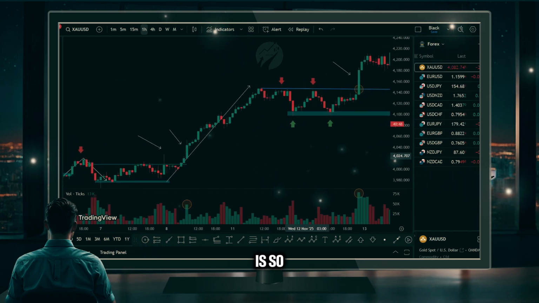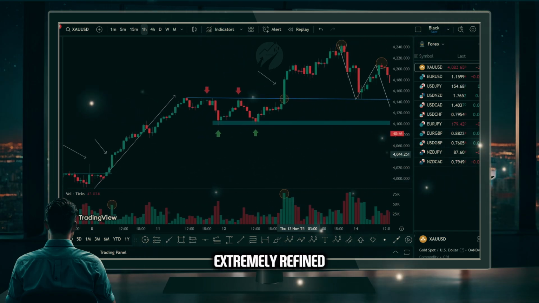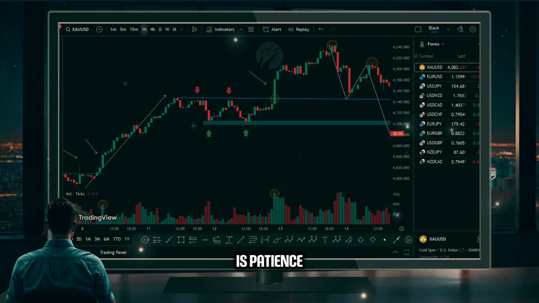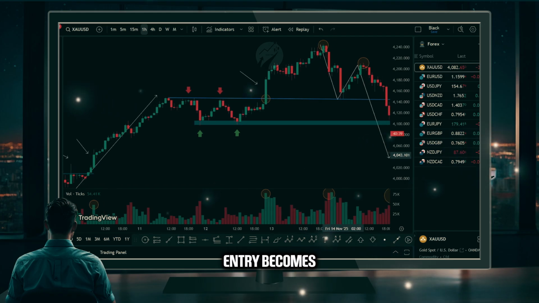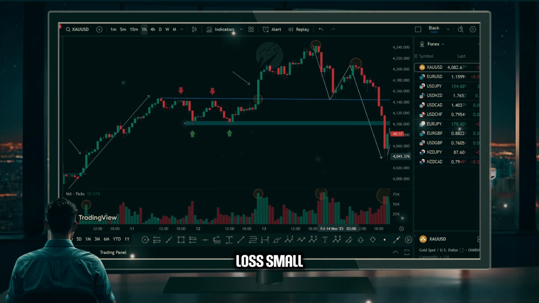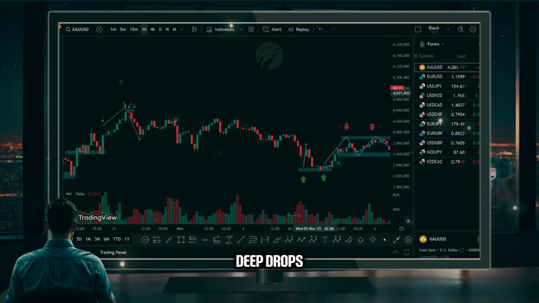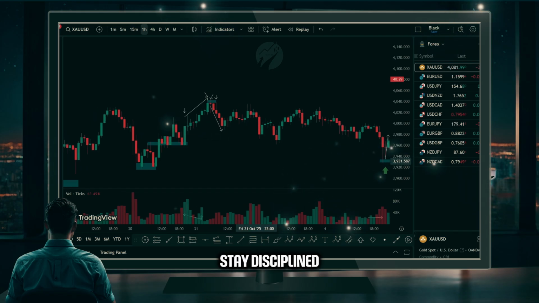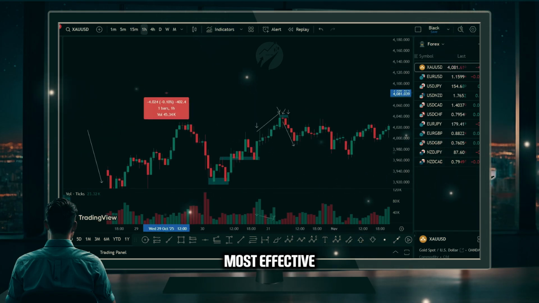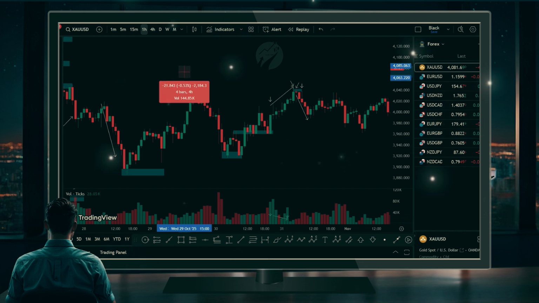This is why this method is so strong. It is simple but extremely refined. The key is patience, waiting for the clean touch, the clear reaction. Your entry becomes perfect, your stop loss small, your potential reward large. And when price bounces from a descending trend line, the market often makes deep drops. If you stay disciplined, this may become one of the most effective trendline methods you ever learn.